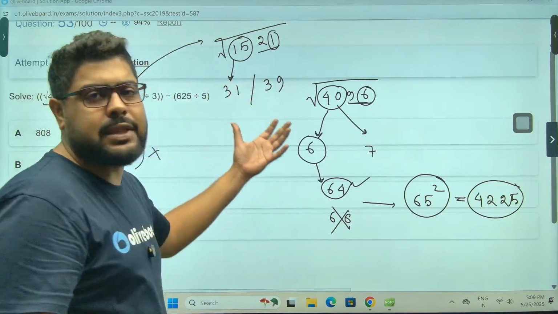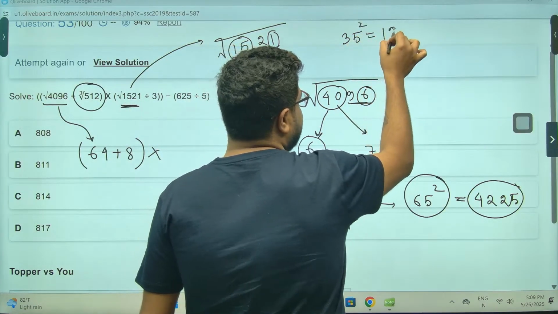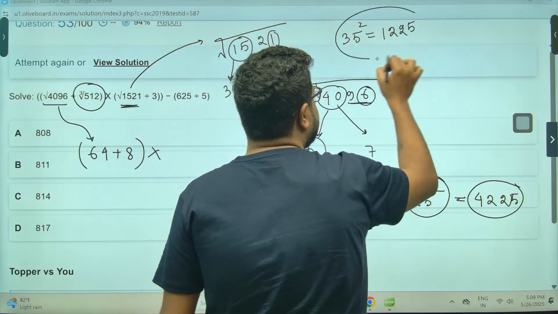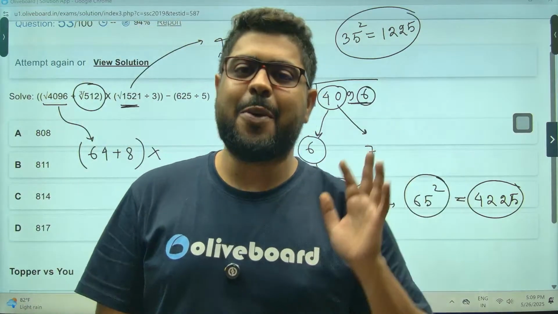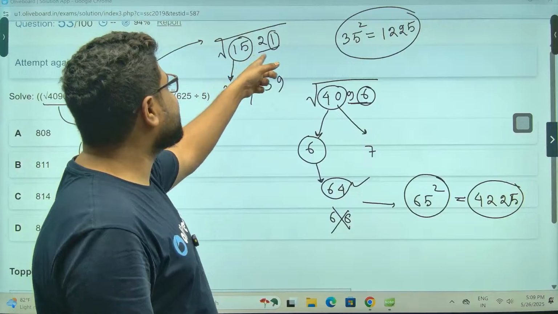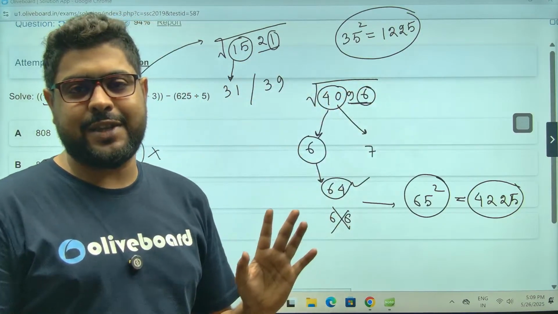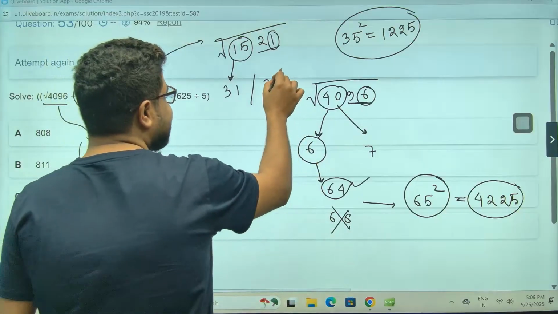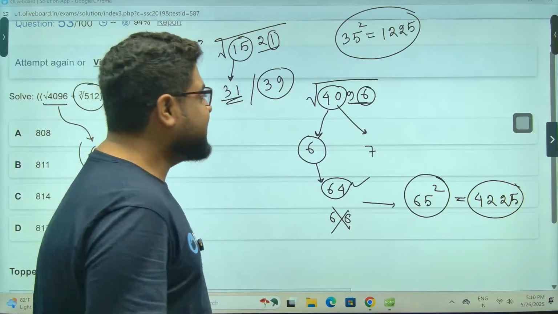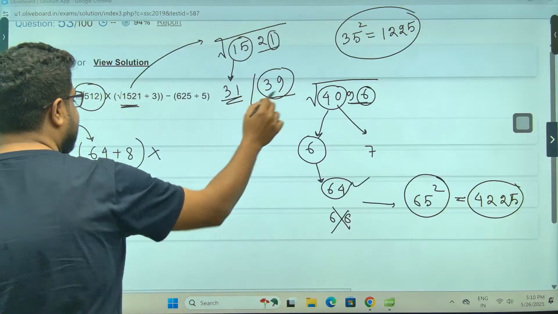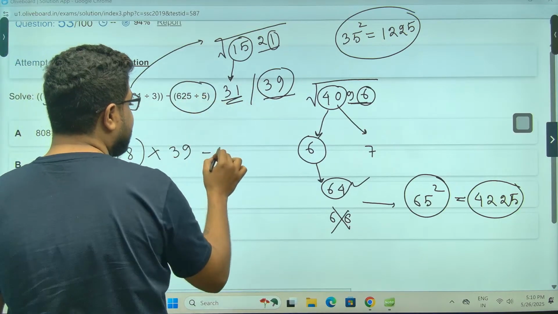Now, you can go with the story of 35 square. 35 square is 1225. But again, I've given you the rule. Giving you the rule does not mean you will forget your common sense. It is just very, very close to 1600. 1600 is 40 square. So it must be 39. 31 square is 961. We all know this, right? So again, 39 is this. Minus, this is how much? This is 125.